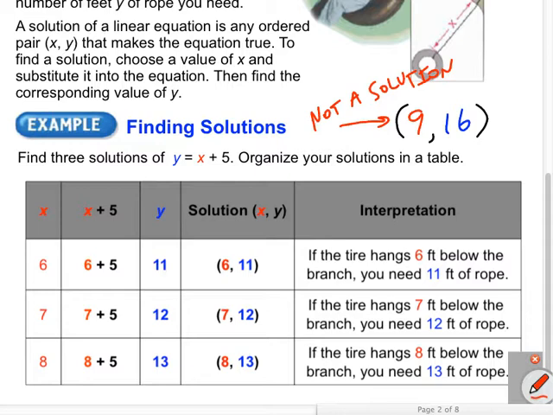If we were to graph this linear function, we'd have a line, and this would be a point. Is 9, 16 going to be on the line? No, it's going to be off the line somewhere, so it's not a solution. All the solutions of a linear equation will be collinear. That means they would be in the same line. They would be a solution to that line. Okay? So let's move on.